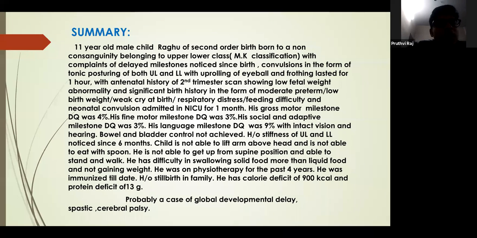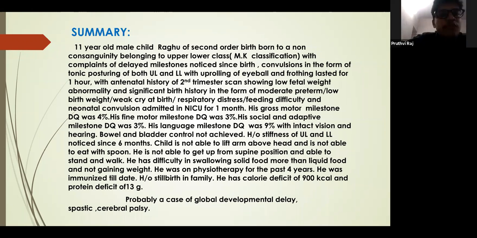His gross motor developmental quotient was 4%. Fine motor developmental quotient was 3%. His social and adaptive developmental quotient was 3%, and his language developmental quotient was 9%. With intact vision and hearing, bowel and bladder control not yet achieved. History of stiffness of upper limb and lower limb noticed since 6 months. Child is not able to lift arm above head and is not able to eat with spoon. He is not able to get up from supine position and unable to stand and walk.